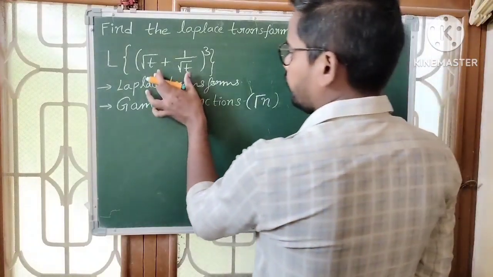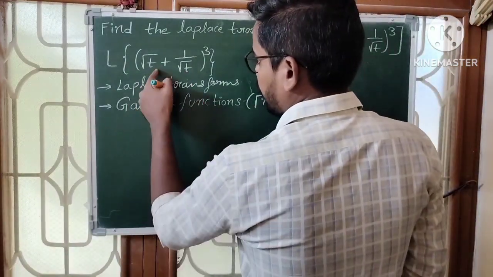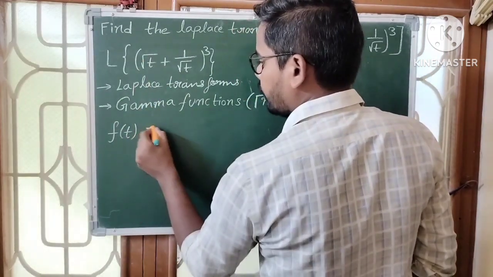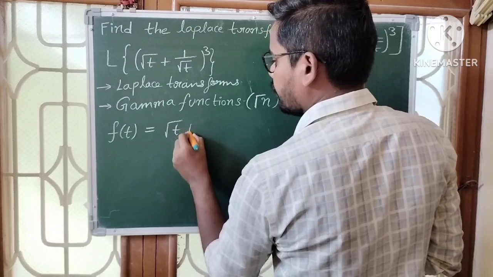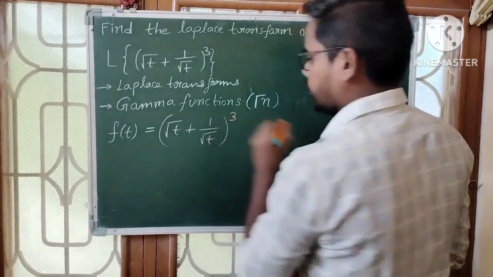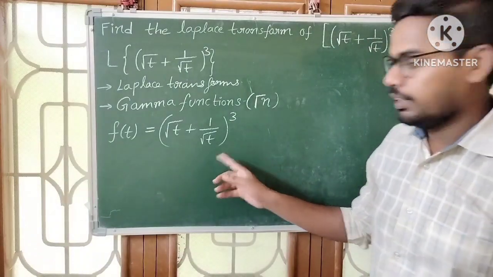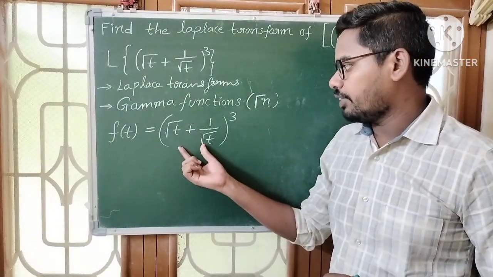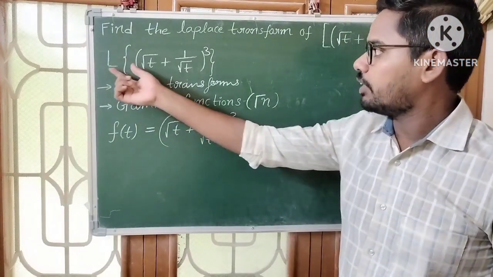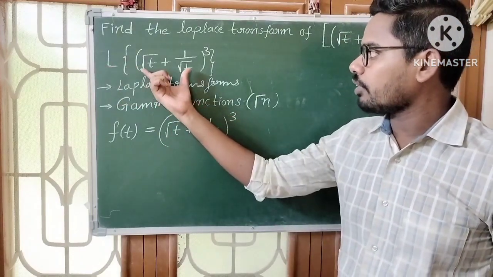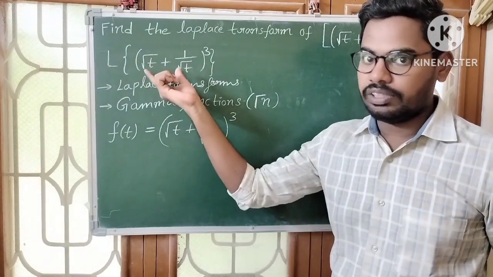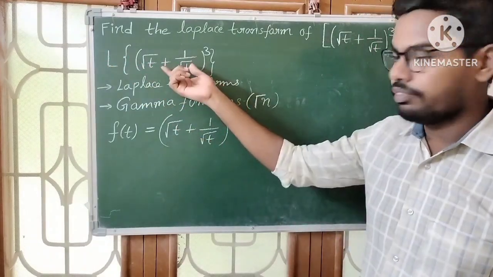See here, f of t means the given function. The given function is (root t plus 1 by root t) whole cube. If you observe this function, this is like (a plus b) whole cube. First of all, we cannot directly find the Laplace transform of this function. There is no direct formula, so we have to simplify further.